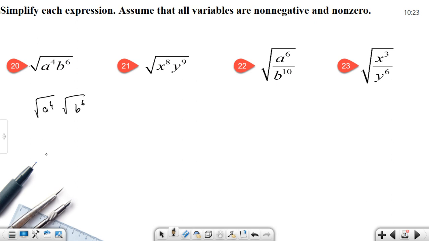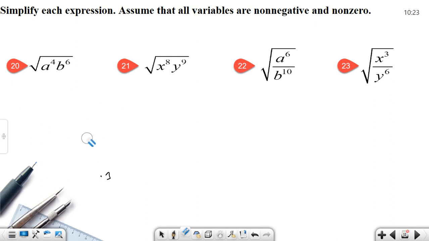And I told you that the square root means power of 1 over 2. A to the power of 4 times 1 over 2, b to the power of 6 times 1 over 2. 4 times 1 over 2 is 2, so a squared. 6 times 1 over 2 is 3, so b cubed. That's the first method. That's a method that works.